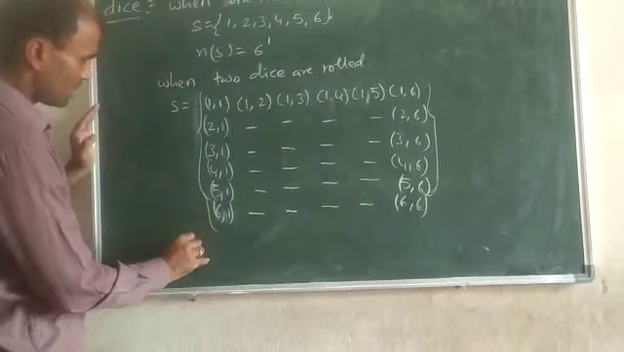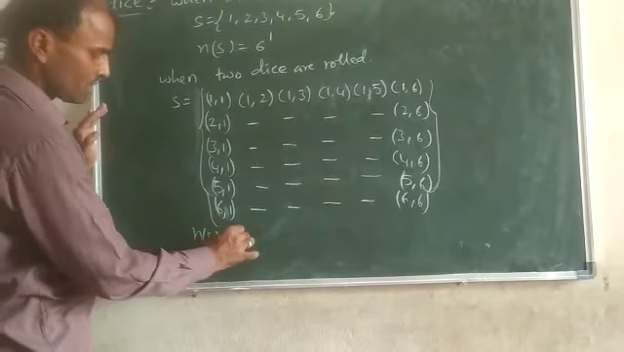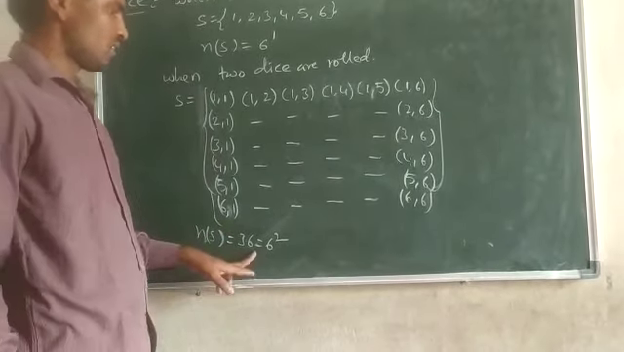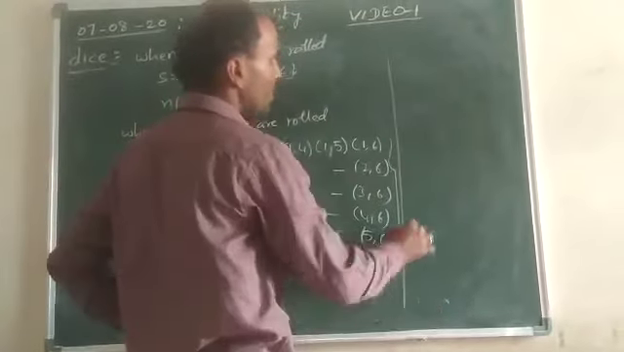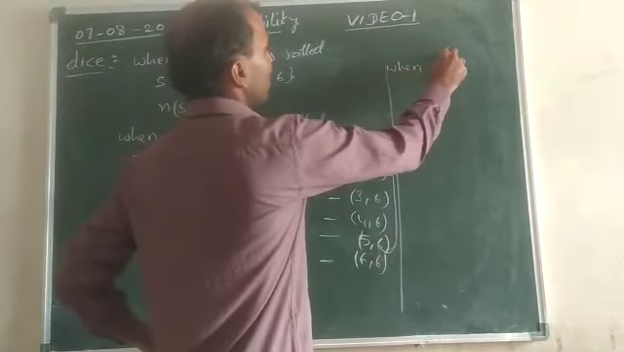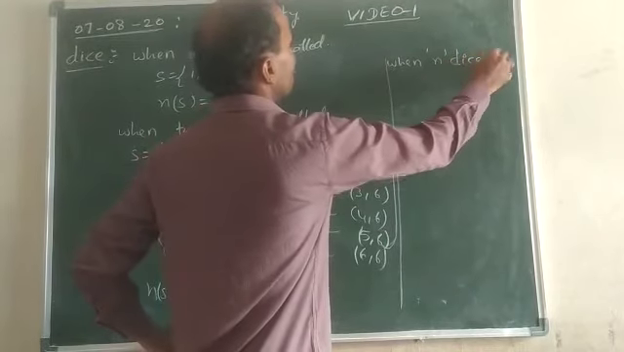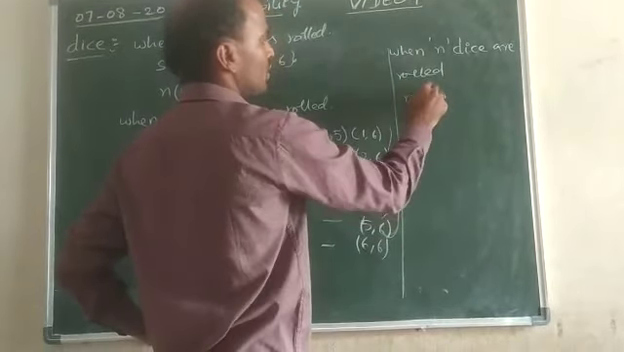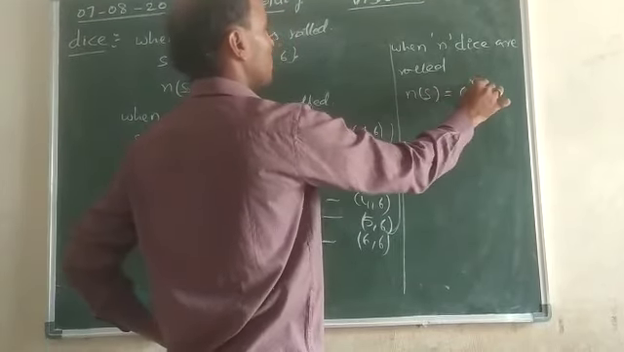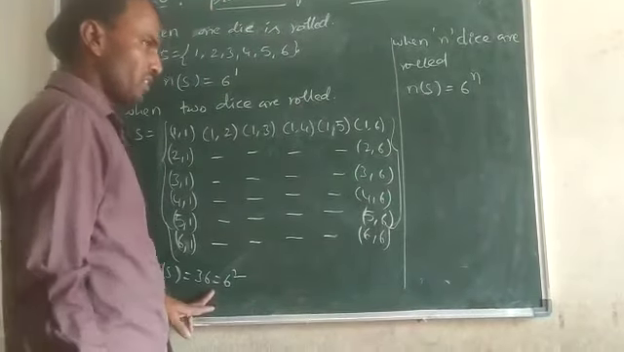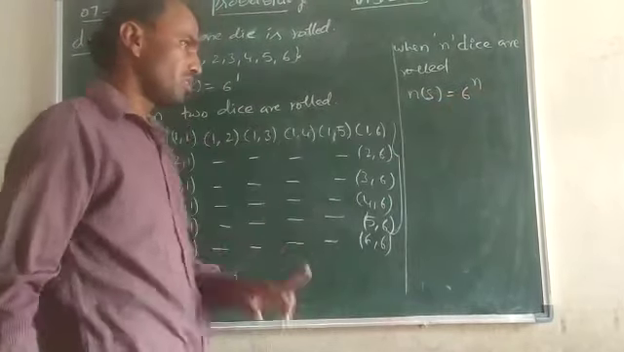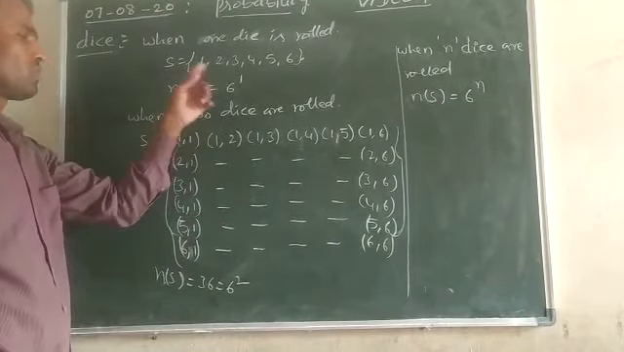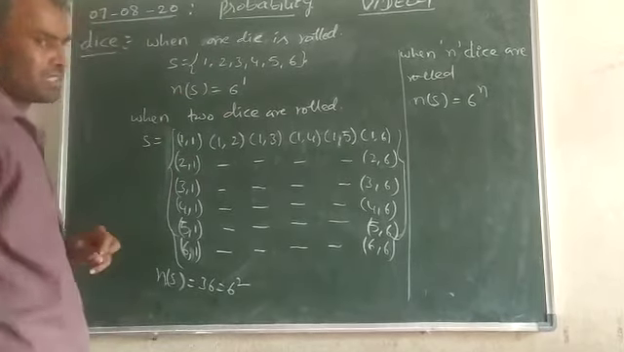Now how many cases do we have here? So n of S is equal to 36. 36 we write as 6 square. So when 2 dice are rolled, n of S is 6 square. Similarly, when n dice are rolled, then what is n of S? It is 6 power n. If you roll 2 dice, 6 power 2. If you roll 1 die, then 6 power 1. That is the number of sample space.